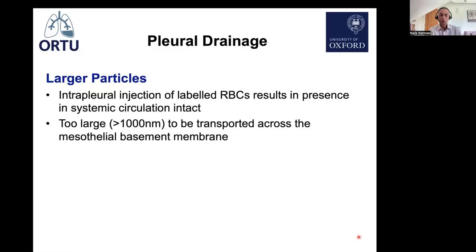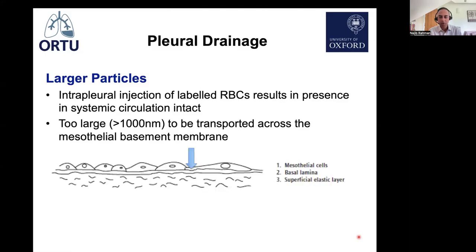But there is this interesting concept that larger particles and indeed cells, including red blood cells, which are very large, of course, more than 1,000 nanometers, appear to be transported very easily across the mesothelial membrane. So if we inject labeled red cells into a patient's parietal pleura, they appear in the systemic circulation. And this can't be with one of the two previous mechanisms because these cells are simply too large. And I've already told you that there is a tight junction. So how on earth can a very large cell somehow pass between these areas?